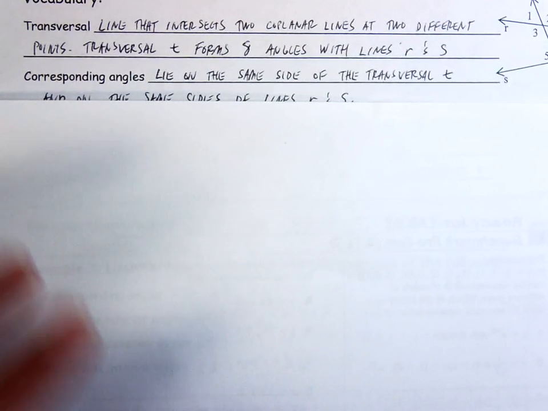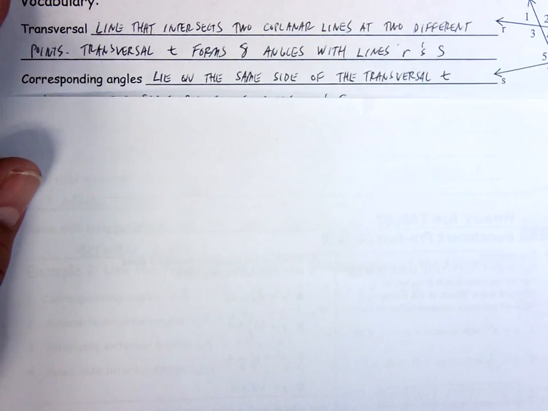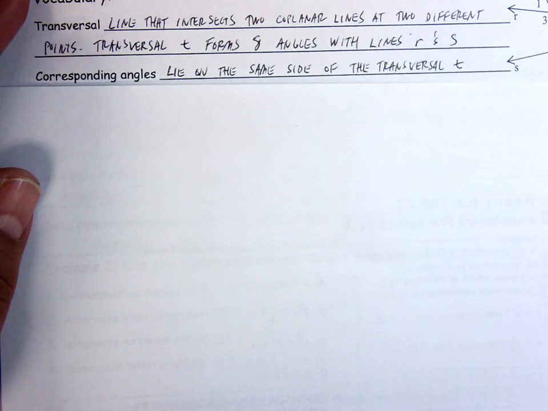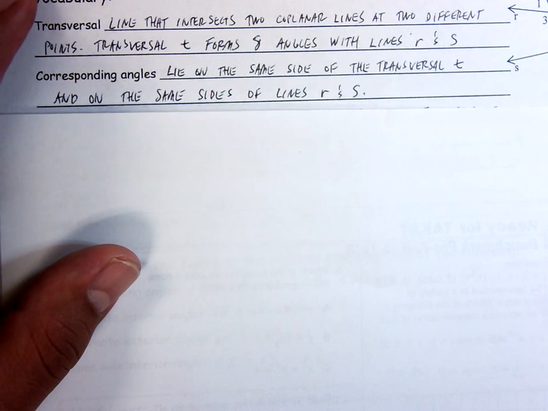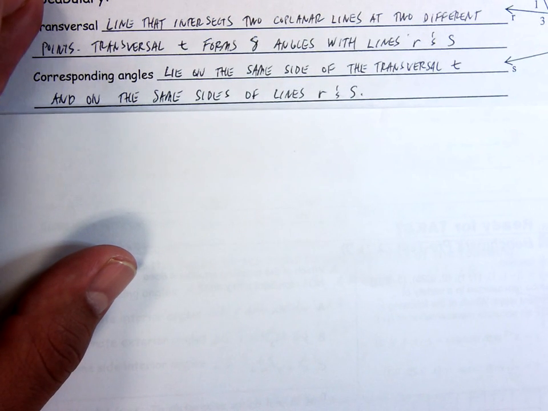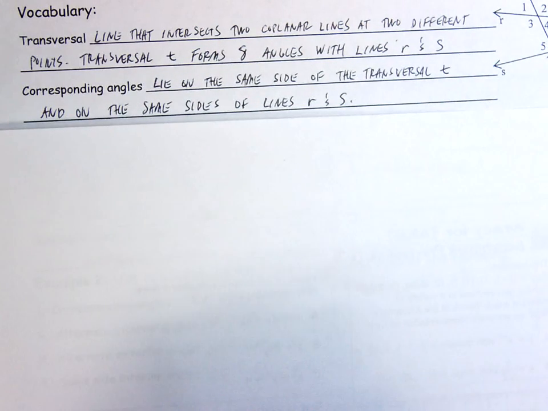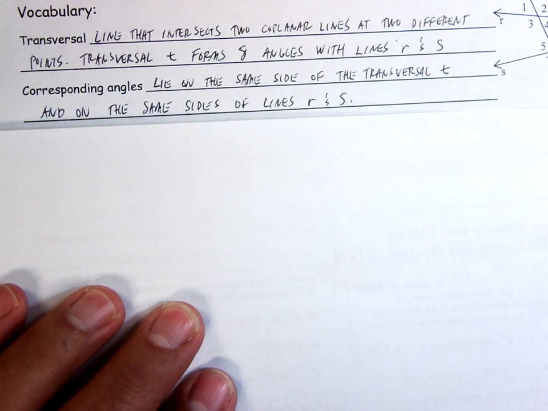Corresponding angles. They lie on the same side of the transversal T and on the same sides of lines R and S. So for example, another way to think about it, they're at the same place at two different intersections. That's one way I've heard it explained. You're looking for two angles that are at the same place at two different intersections.